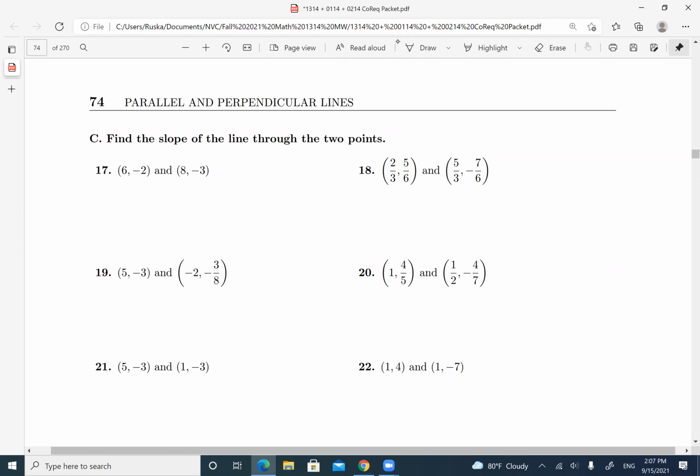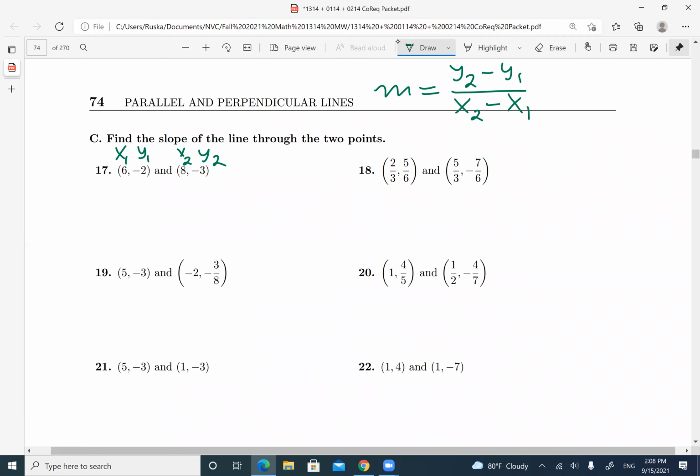You have to find the slope of a line. And here we're using the slope formula, which is m equals y2 minus y1 over x2 minus x1. This is the formula you're going to use. So before I plug into this formula, I'm going to start with 17. I'm going to name each number. So 6 is going to be x1 and negative 2 is going to be y1. And then the other point is x2 and y2. And then plug it into the formula.